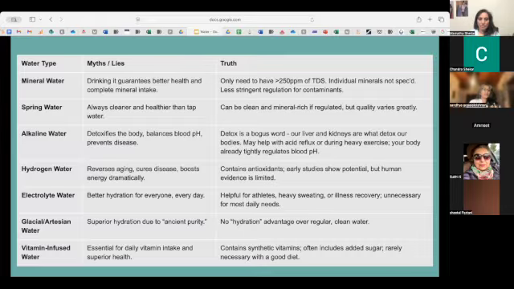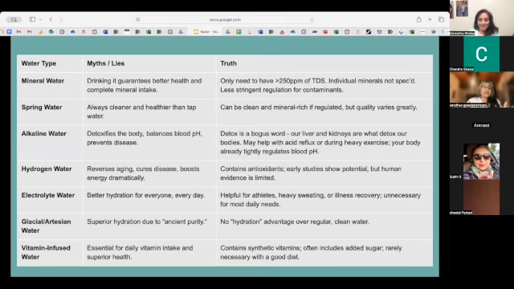So there's mineral water, spring water, alkaline water, hydrogen water, electrolyte water, glacial water, vitamin infused water. Maybe I'm missing a few other waters. I don't know. Structured water. But hmm? Structured water. That's a separate topic.